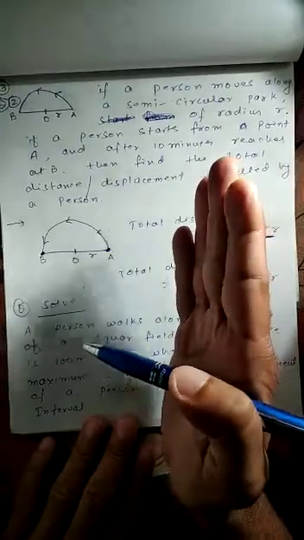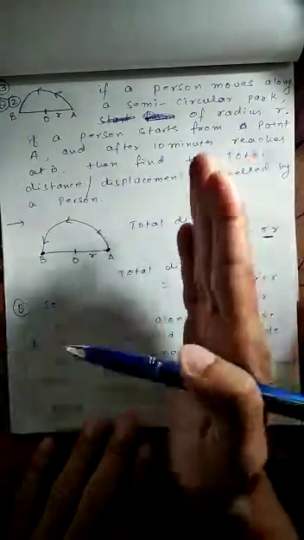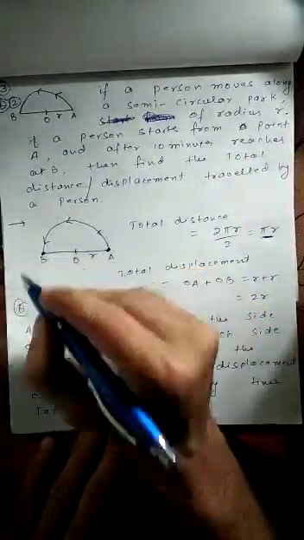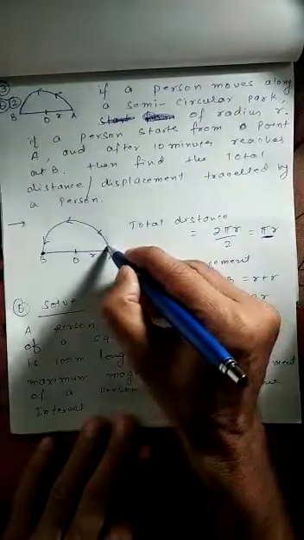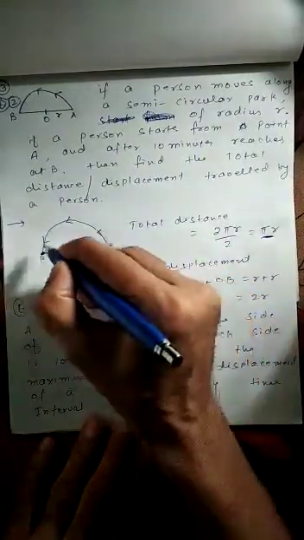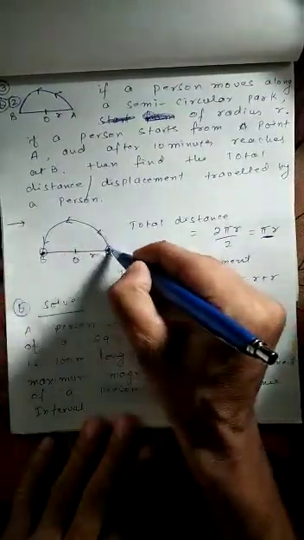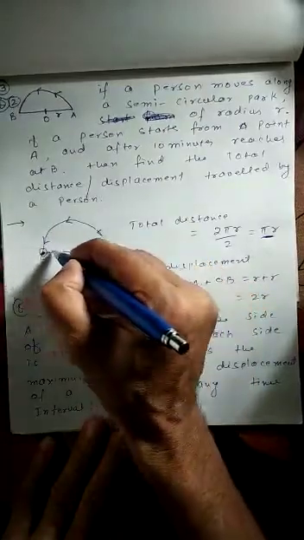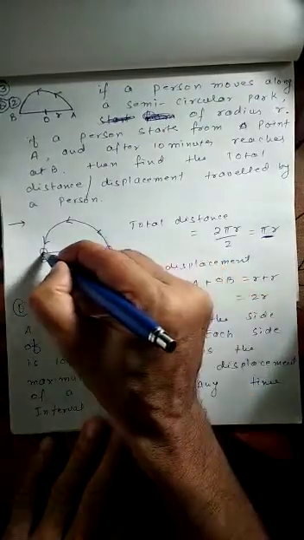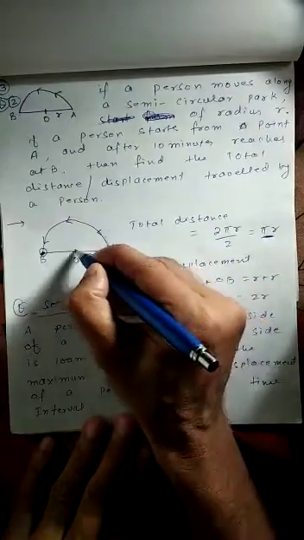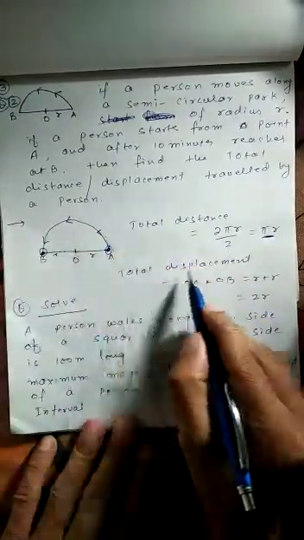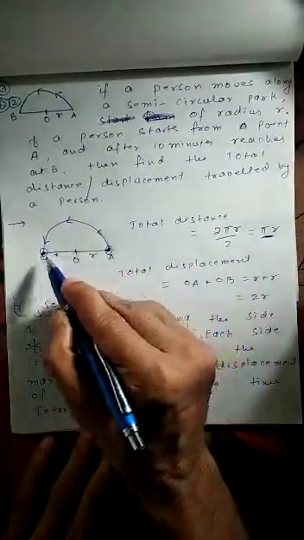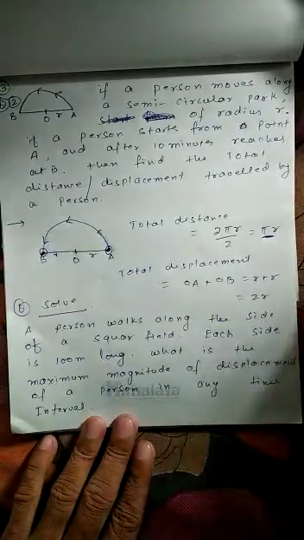And what is the technique to find a displacement? Simply join initial position and final position. So person's initial position is what? At A, and person final position is what? At B. So simply join this. Here already joined this line. A, B, this is what? R, this is again what? R. So total displacement is what? OA plus OB. R plus R is equal to 2R.